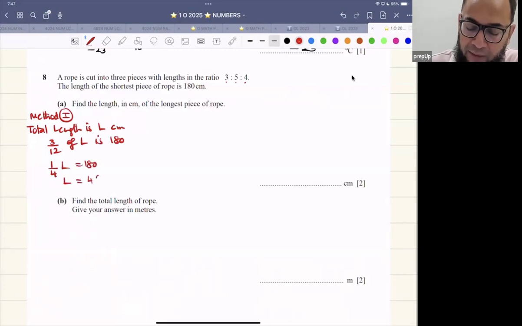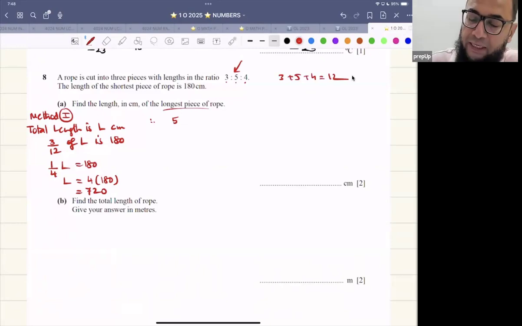Therefore, L is 4 times 180. 2 times 18 is 36, so this is 720. This is the total length. Now, the longest piece, read the question, belongs to 5. 3 plus 5 plus 4 is 12. Based upon this, we calculated the ratio.